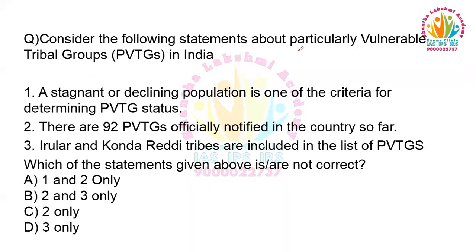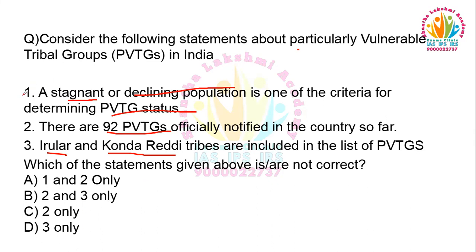Consider the following statements about particularly vulnerable tribal groups in India. Statement 1. A stagnant or declining population is one of the criteria for determining PVTG status. Second statement, there are 92 PVTGs officially notified in the country so far. Third statement, Irular and Kondareddy tribes are included in the list of the PVTGs. Which of the statements given above is or are not correct? 1 and 2 only, 2 and 3 only, 2 only, 3 only.